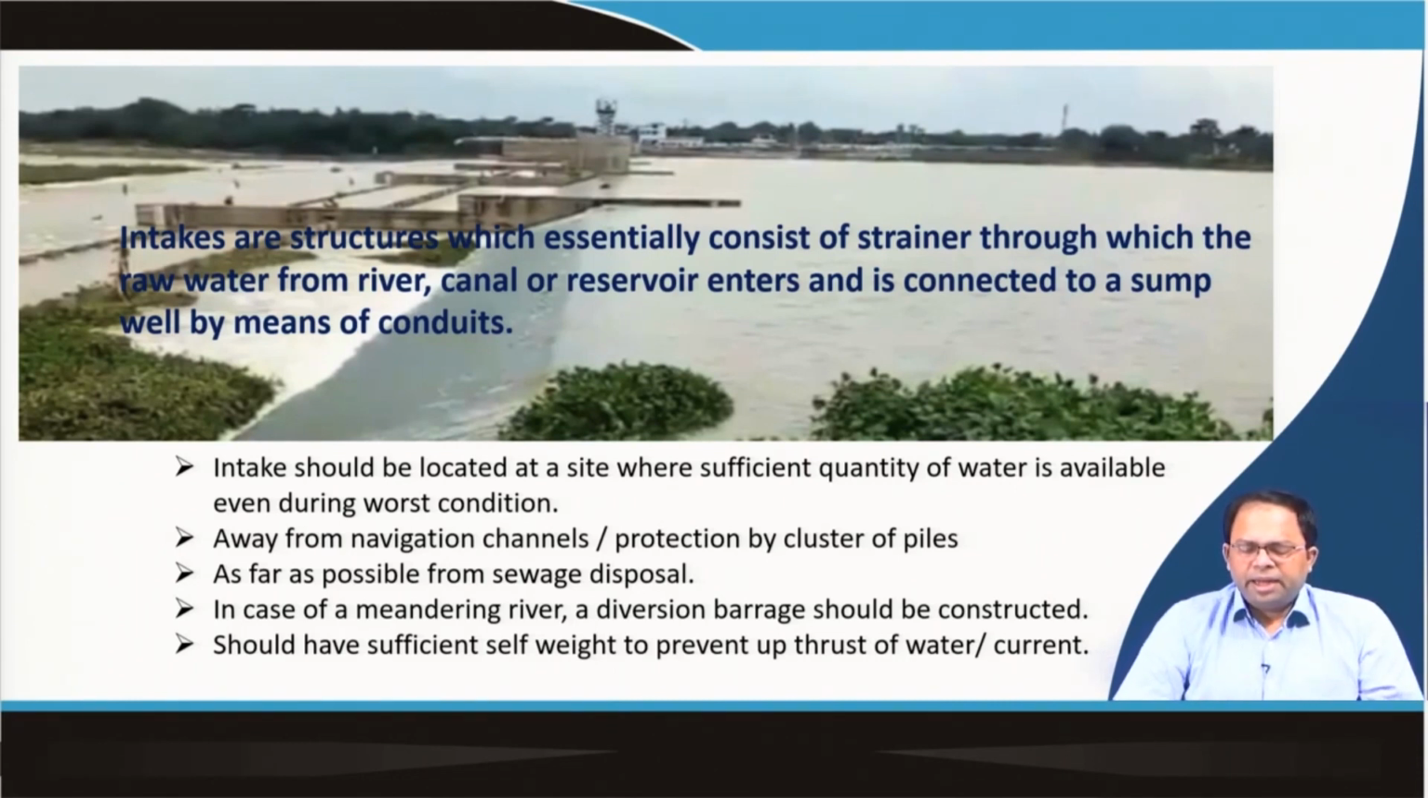In case of a meandering river, a diversion barrage should be constructed. In this particular image, you can see a diversion barrage where some amount of obstruction is there, so that water is stored. And why is water stored? So that you are able to get that water during the different seasons, even when the river meanders along its course. At certain times of the year, the water is not available in certain sections. So, a dam actually prevents that from happening.